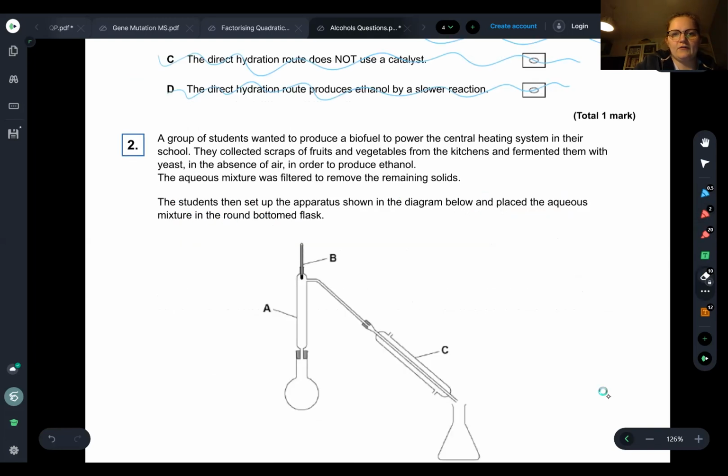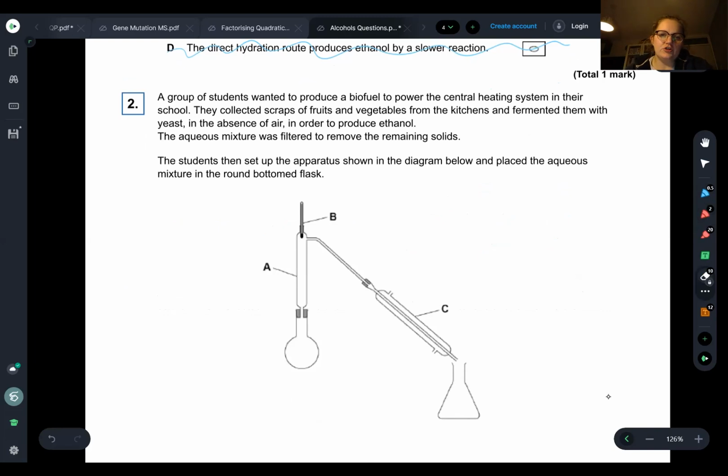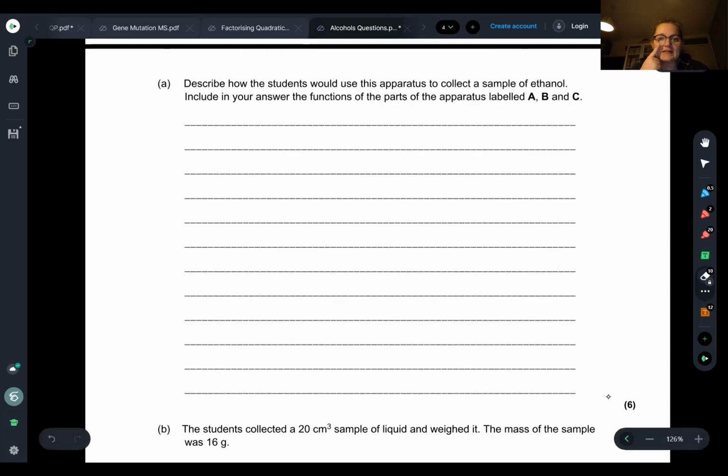So let's have a quick look at this experiment. A group of students want to produce a biofuel to power the central heating system in their school. They collect scraps of fruit and veg from the kitchens and ferment them with yeast in the absence of air in order to produce ethanol. The aqueous mixture was filtered to remove the remaining solids, and the students set up the apparatus shown in the diagram below and place the aqueous mixture in a round bottom flask. Describe how the students would use the apparatus to collect a sample of ethanol, including your answer for functions of the parts of the apparatus labelled A, B, and C.